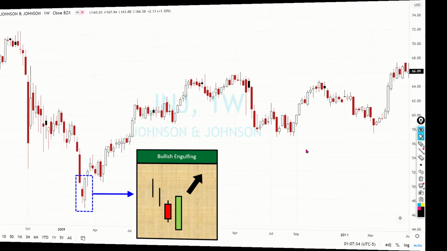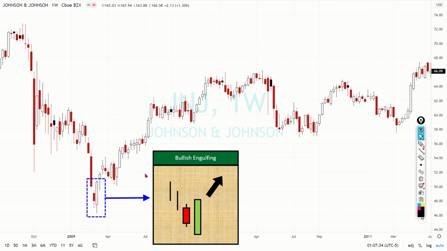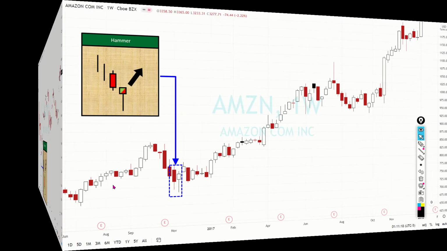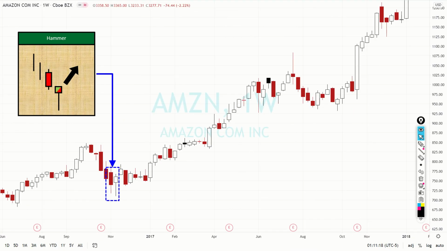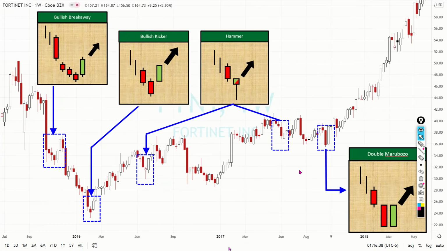Sorry, I haven't said that. This is actually a bullish engulfing candle, right? Okay, hammer, very common. Don't have to go into this all the time.